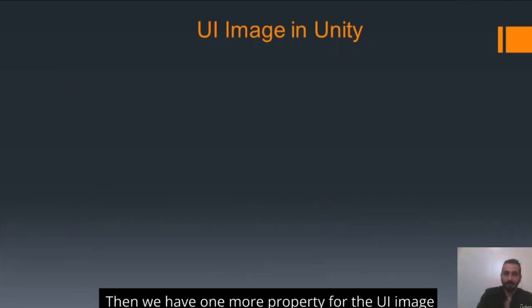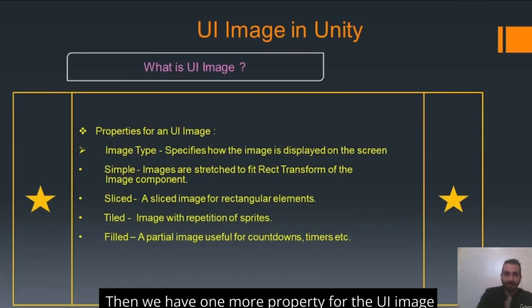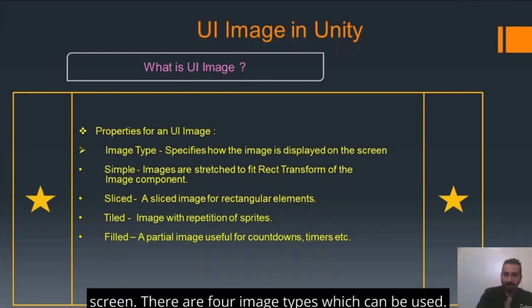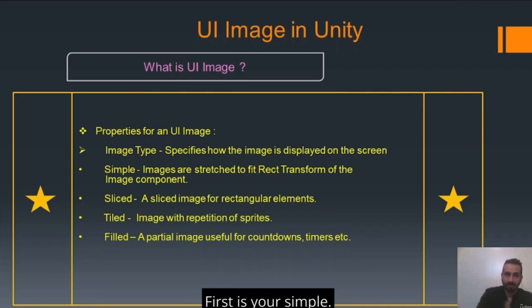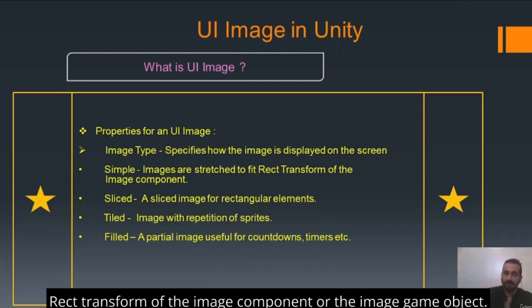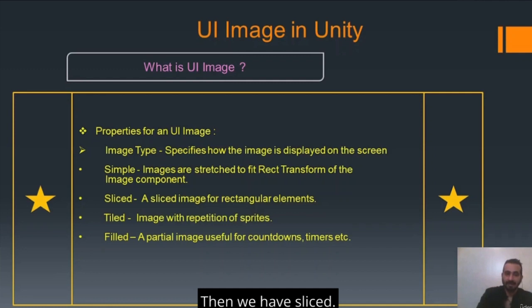Then we have one more property for the UI image component, which is image type. Image type will specify how the image is displayed on the screen. There are 4 image types which can be used. First is your simple. In this image type, images are stretched to fit the rect transform of the image component or the image game object. Then we have sliced.